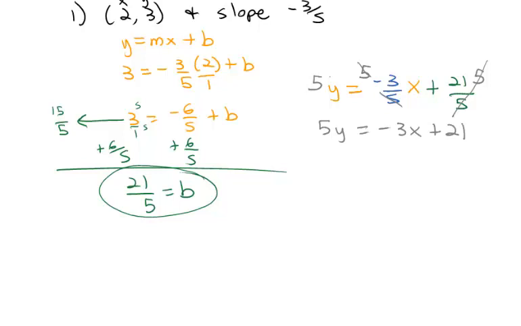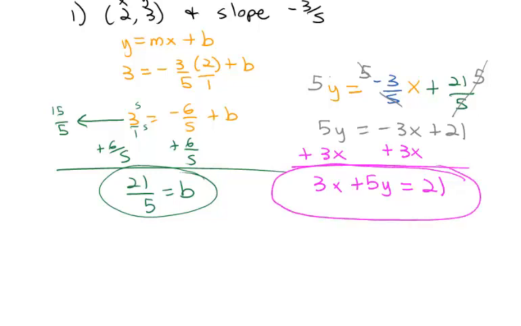Fractions are gone. The other part we want is we want the x's and y's on one side, the number on the other side. We also want the x to be positive. X is negative right now, so we're going to move it by adding 3x to both sides. That gives us 3x plus 5y equals 21. And now this is the equation in standard form. 3x plus 5y equals 21.